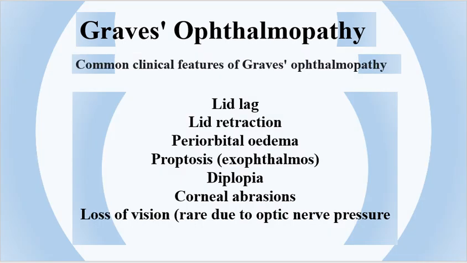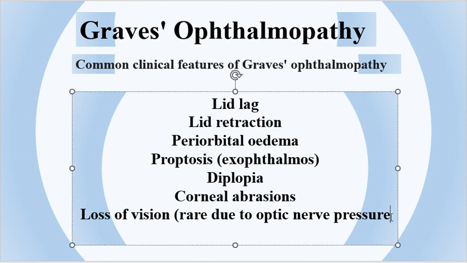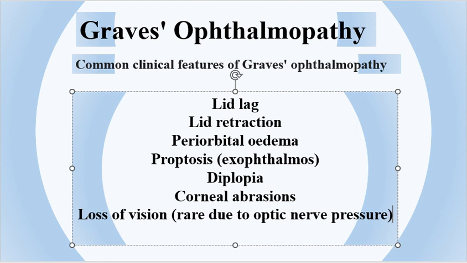The common clinical features of Graves' ophthalmopathy are lid lag, lid retraction, periorbital edema, exophthalmos, diplopia, corneal aberrations, and maybe loss of vision. However, this is very rare and may take place in one eye, and it is due to optic nerve pressure.